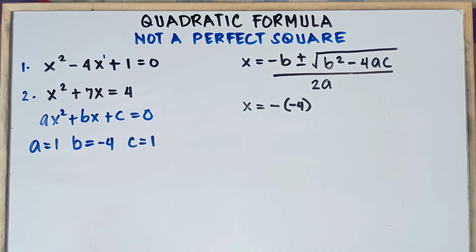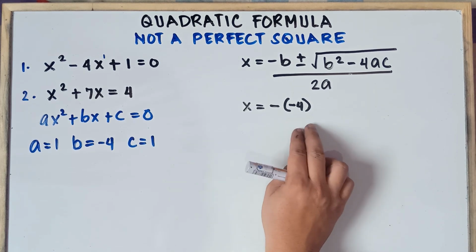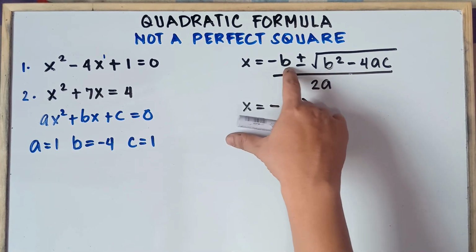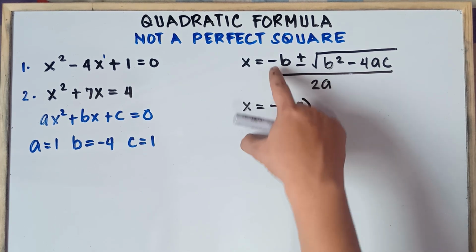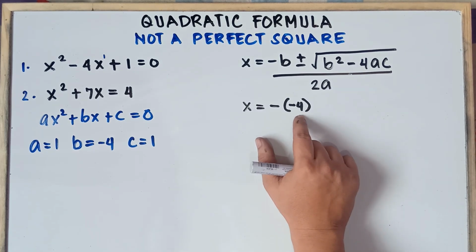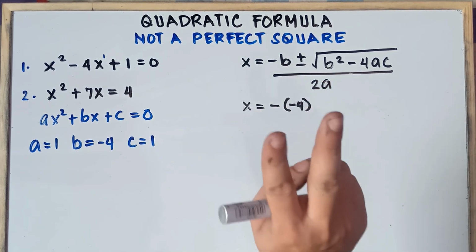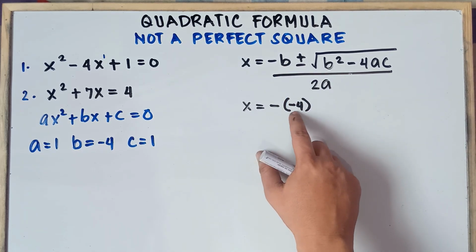Now, in this scenario, class, you will be asking questions. Sir, why do you have two negatives? Now, the first negative came from the formula. Once again, the formula says negative b. And this negative 4 came from the value of b. Once again, our b is negative 4. That's why you have two negatives: the first negative came from the formula, and the value of b is negative 4.